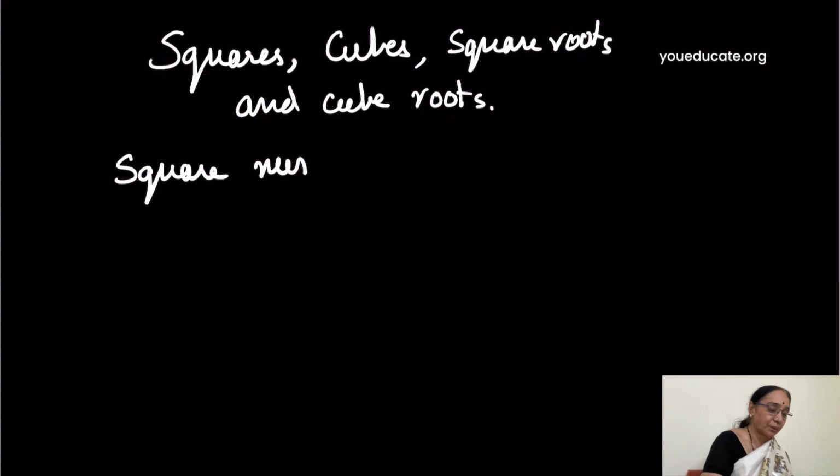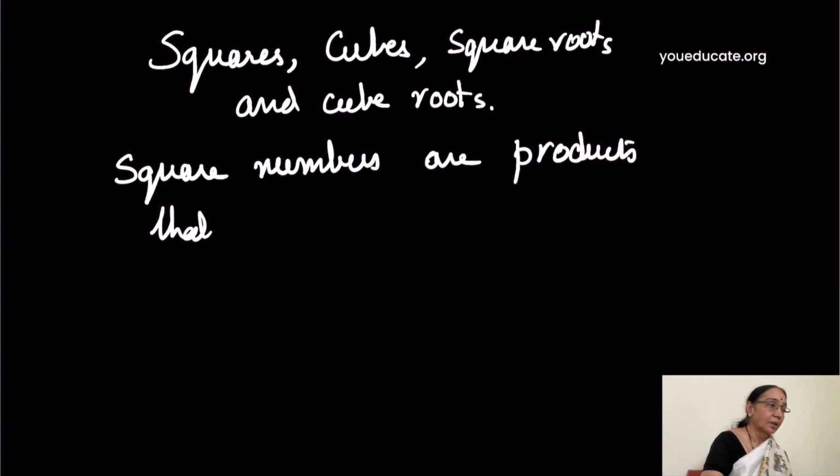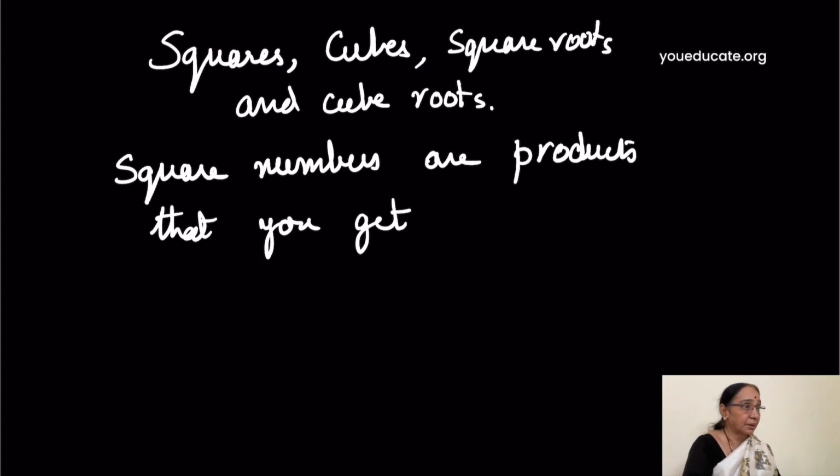Now what are square numbers? Square numbers are products that you get by multiplying a number by itself, an integer by itself.